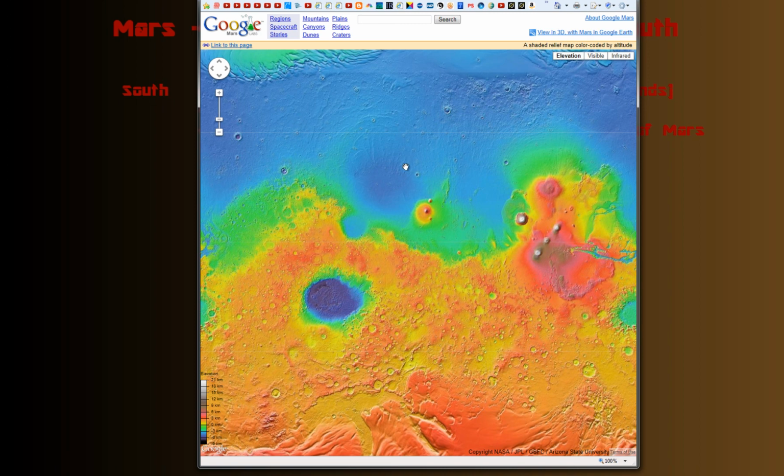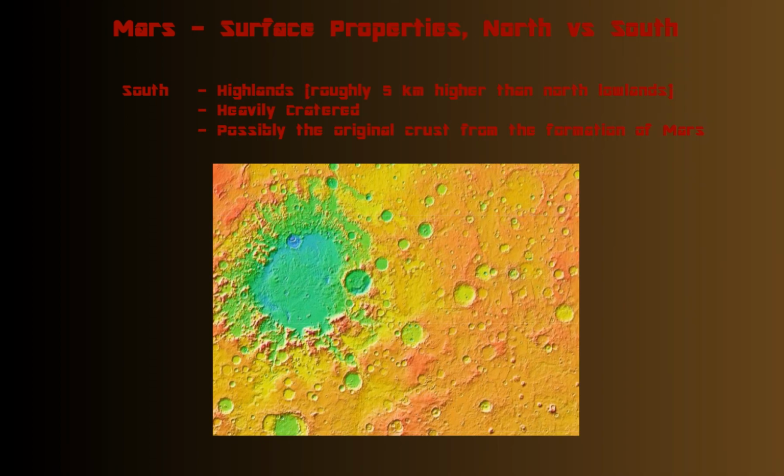But something came along more recently and covered up the older craters, and just the newer ones that hit after it was covered up are present. So that's a very strong piece of evidence to show that whatever happened up in the north to make it so low happened more recently, and this is younger terrain than this terrain down here. And it's also possibly thought that this crust is the original crust from the formation of Mars.